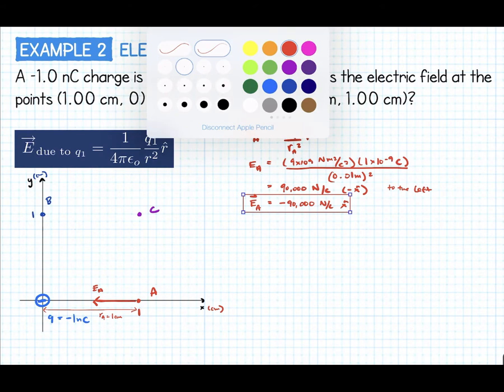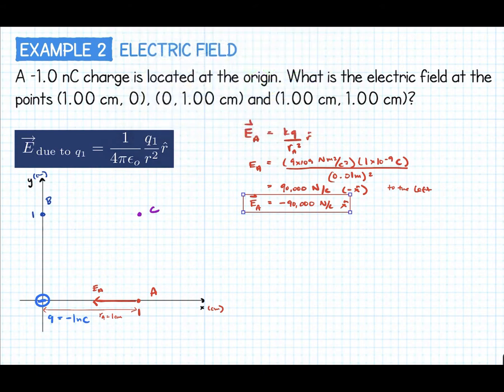If you want to do B, EB is going to be equal to KQ, same Q, over R B squared R hat. But if you just want to look at the direction this would be pointing, it's going to be about the same magnitude pointing down towards this charge. Remember, electric fields for negative charges point towards the charge. So this is going to be our EB. Remember, we're getting the magnitude from the equation. We're getting the direction from knowing how electric fields look.